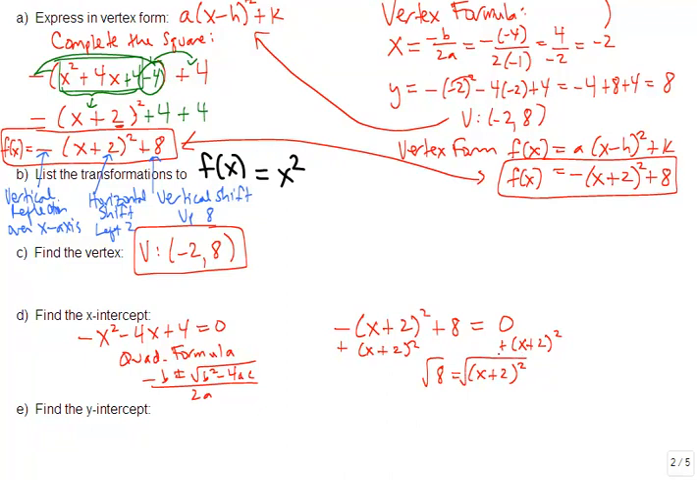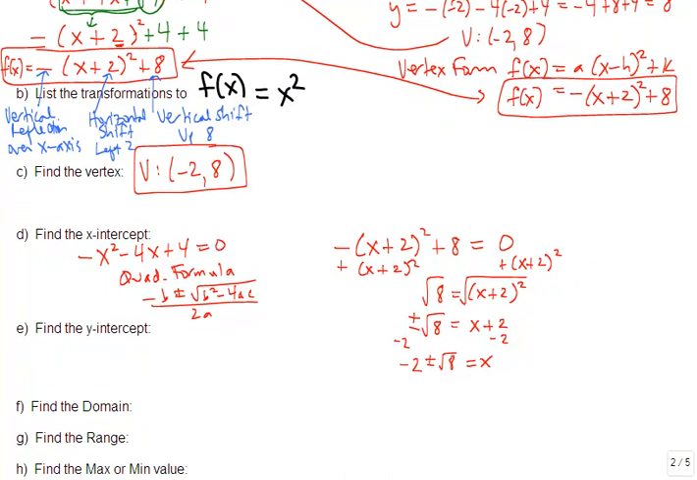And remember that when you take the square root of both sides, you really are getting two solutions, plus or minus square root of 8. And the square and the square root cancel, giving me that x plus 2. And to finish it off, I could subtract 2 from both sides. So negative 2 plus or minus square root of 8 equals x.